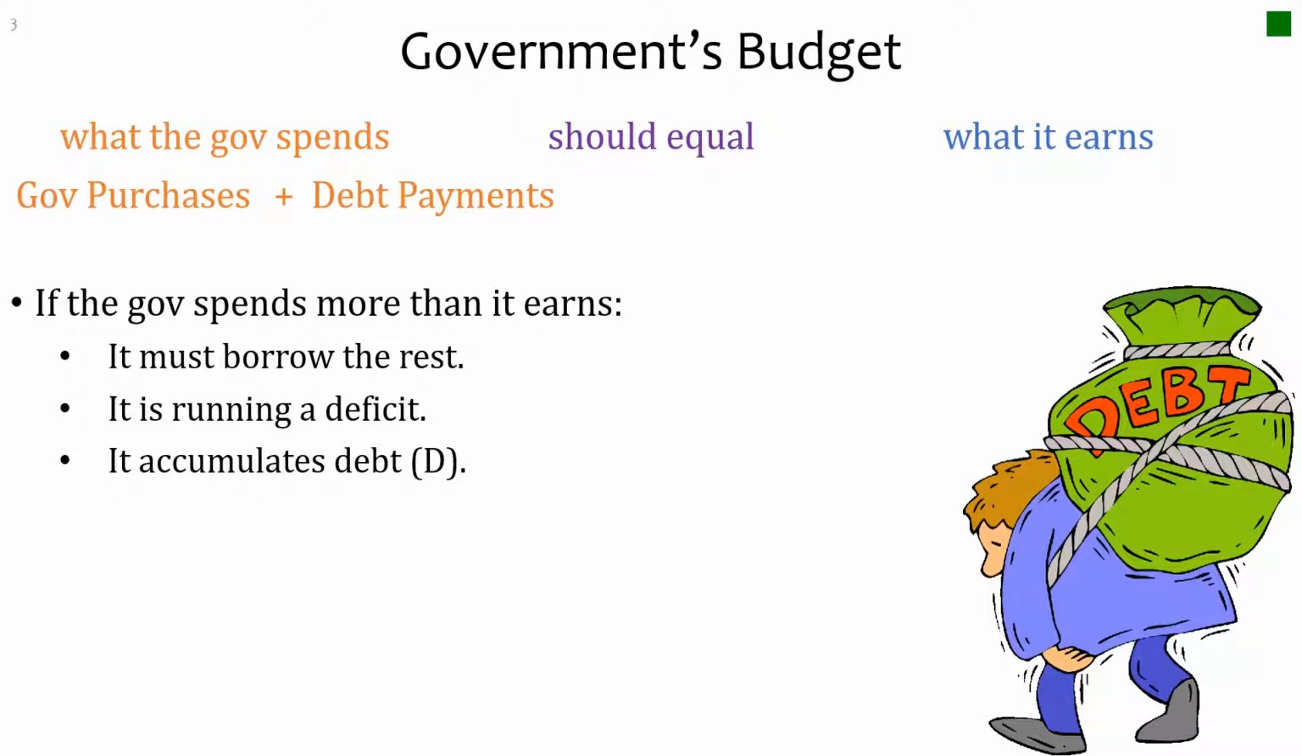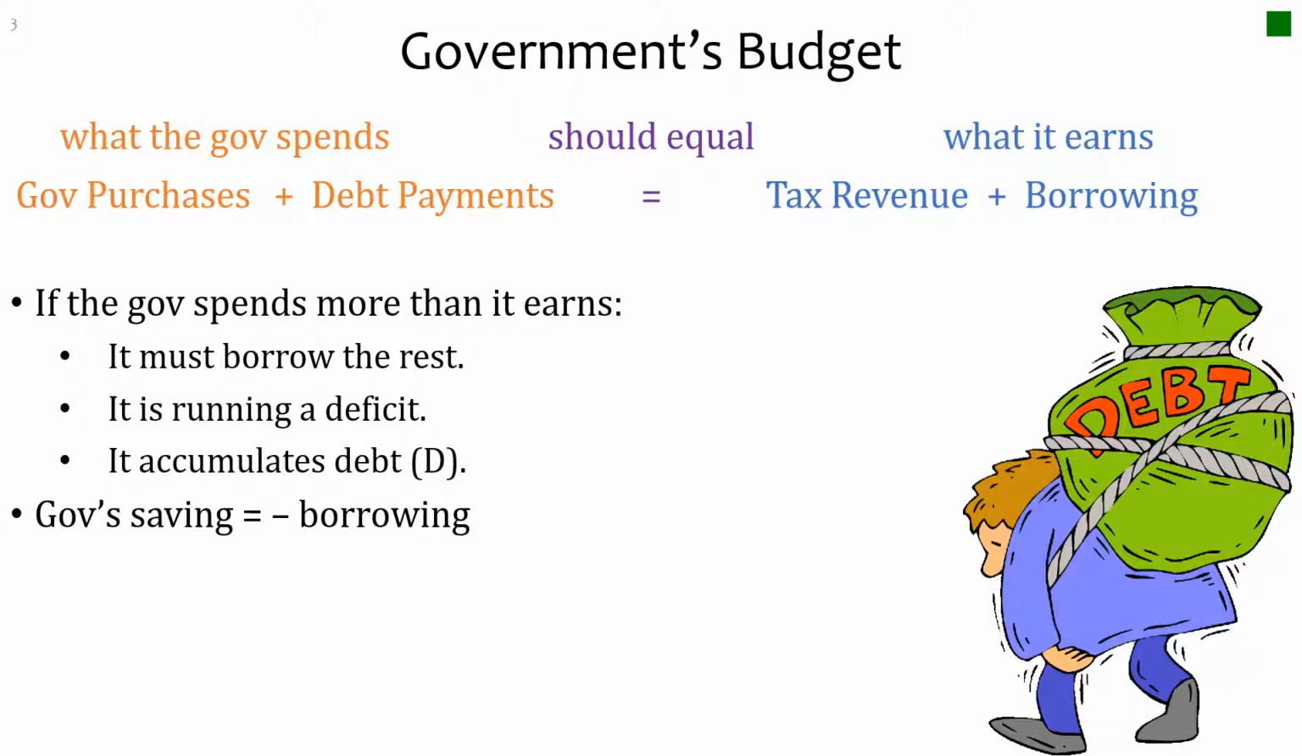So what government spends is the same as government purchases and its debt payments. So debt payments from before, the interest that it has to pay on its old debt. That should equal what it earns. And what it earns is tax revenue plus borrowing. Okay? Now you might be like, hang on, what if the government is saving? Well, saving is just a negative borrowing. So saving is also included in the borrowing part. One of them is a debit, one of them is a credit, but they are of the same nature.